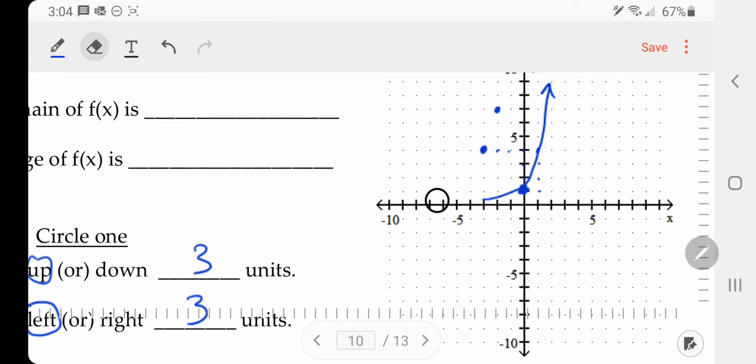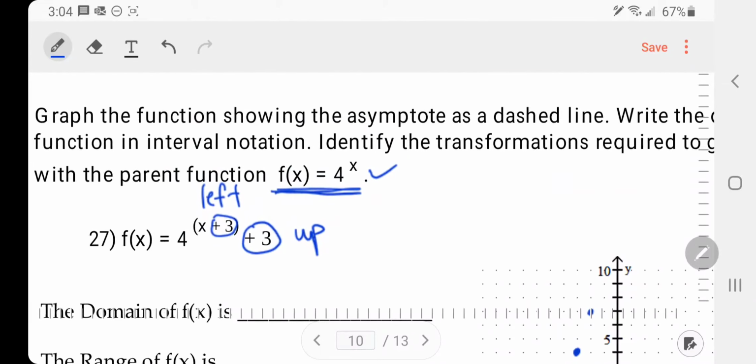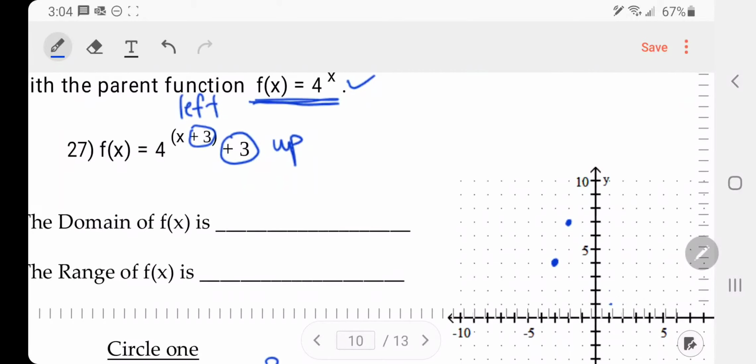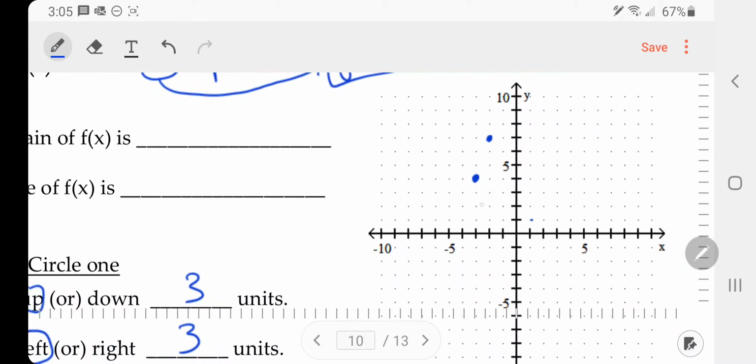So let's get rid of the parent function. And what else did it want to know? Did it want the... it did say, right? The asymptote as a dashed line. And just so you know that this vertical shift, the plus 3, that is going to be your horizontal asymptote. That's how you can find your horizontal asymptote. So at plus 3, we're going to have a horizontal asymptote.